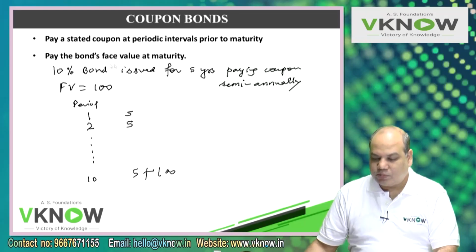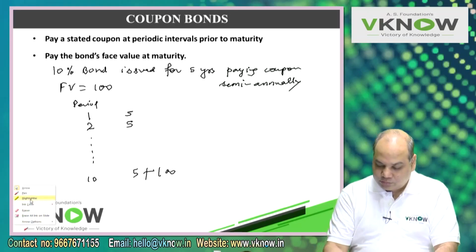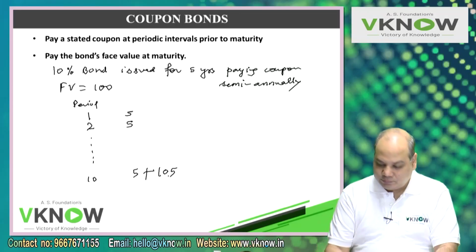It also pays the bond's face value at maturity like this. But sometimes the redemption can be at a premium. So in that case, I have to take the redemption value. For example, the redemption may be at 5% premium. So then in the last year, we will take 105.